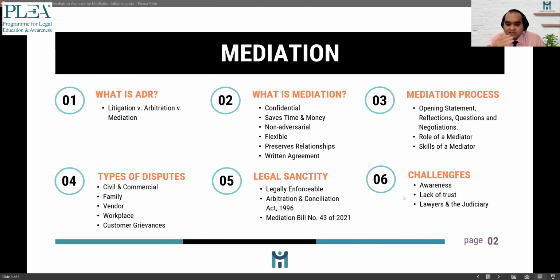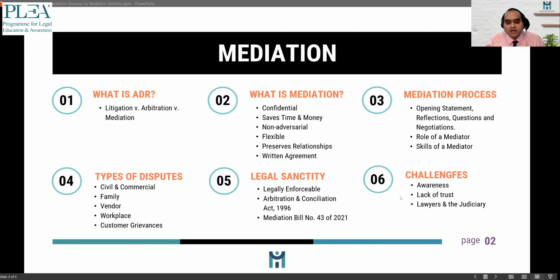But again, I'm just stressing this point again and again, you have to remember that it is flexible, and that flexibility we do not get in litigation or arbitration. Again, what happens in mediation is that because there is a mutually agreeable resolution to the dispute, it tends to preserve relationships. In adversarial dispute resolution, which is litigation and arbitration, there is most of the time a win-lose situation. So relationships can get completely destroyed, especially in family disputes. And when I talk about family disputes, it could be matrimonial disputes as well. Relationships can get completely destroyed.